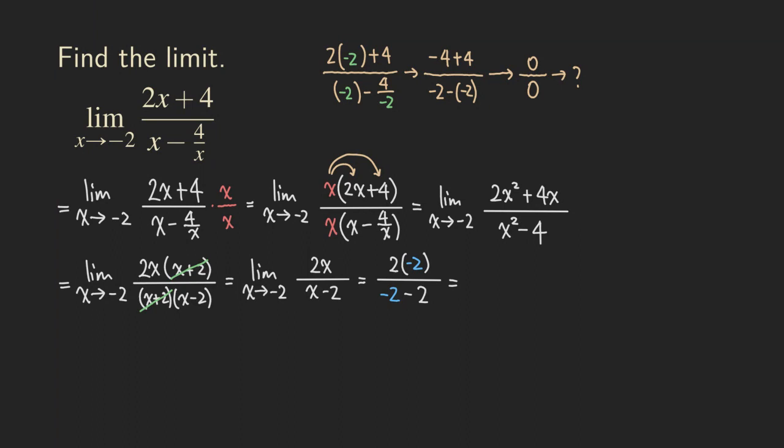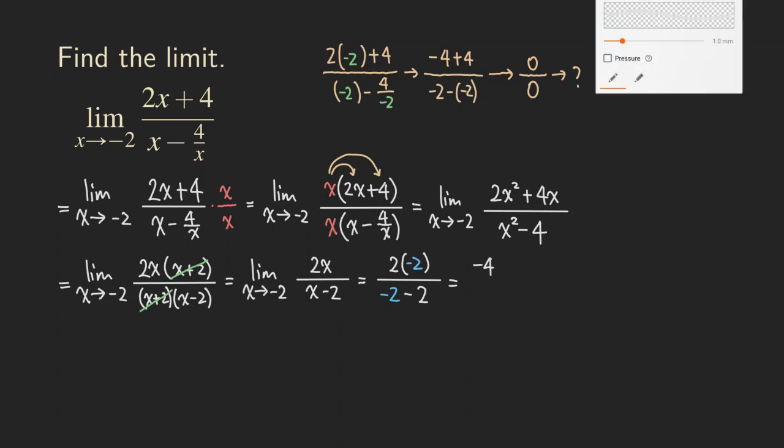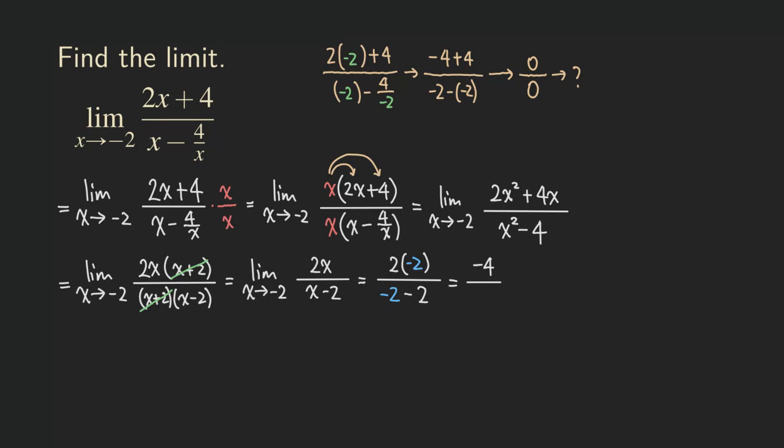What do we get here? We are going to get negative 4 in the numerator. Okay, nice. And then what about the denominator? Also negative 4. So that's an easy number, right? Which is 1. And so that's easy to calculate. And so we're done with this problem.